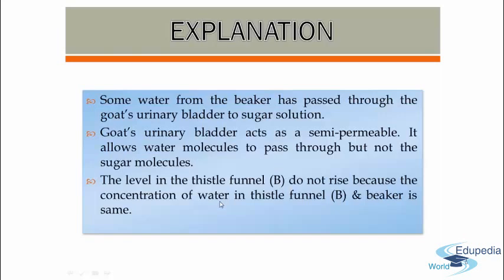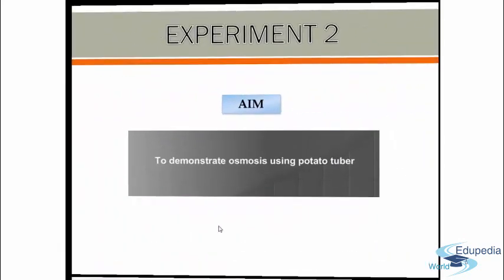The level in the thistle funnel B does not rise because the concentration of water in thistle funnel B and the beaker is the same. So this was experiment 1. Hope you have understood it properly.